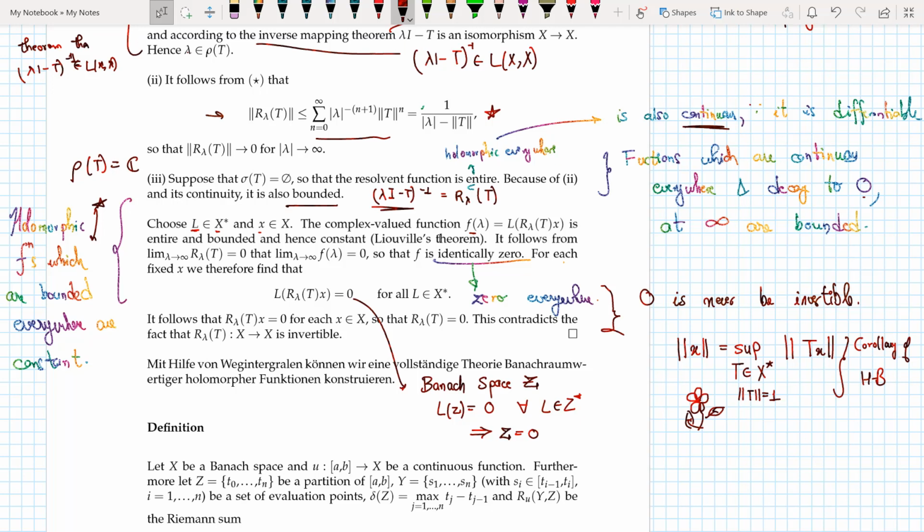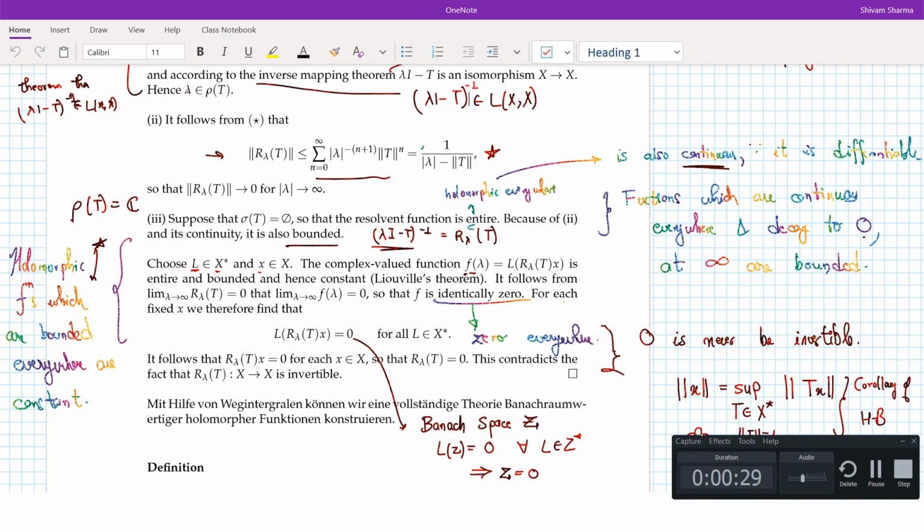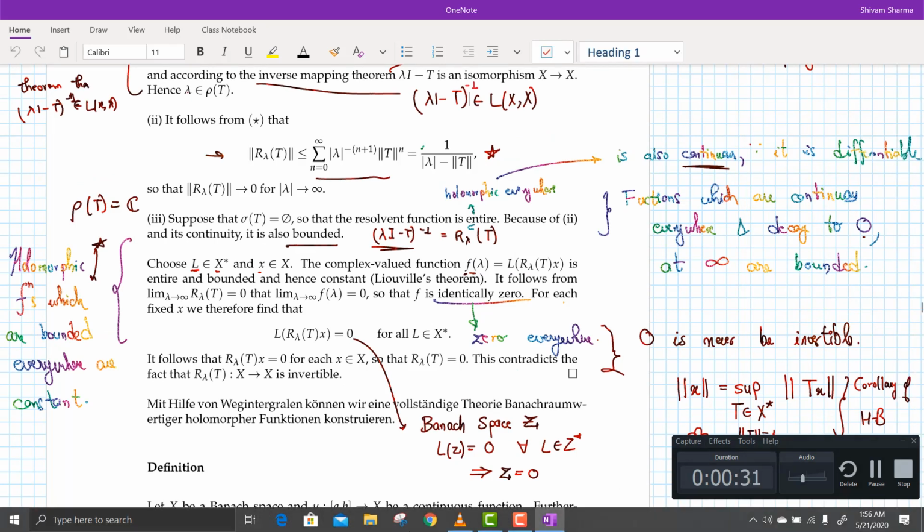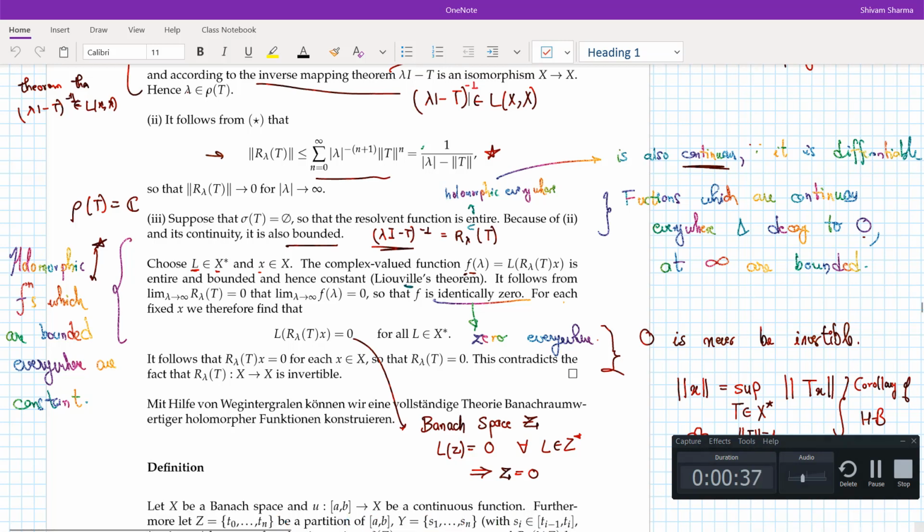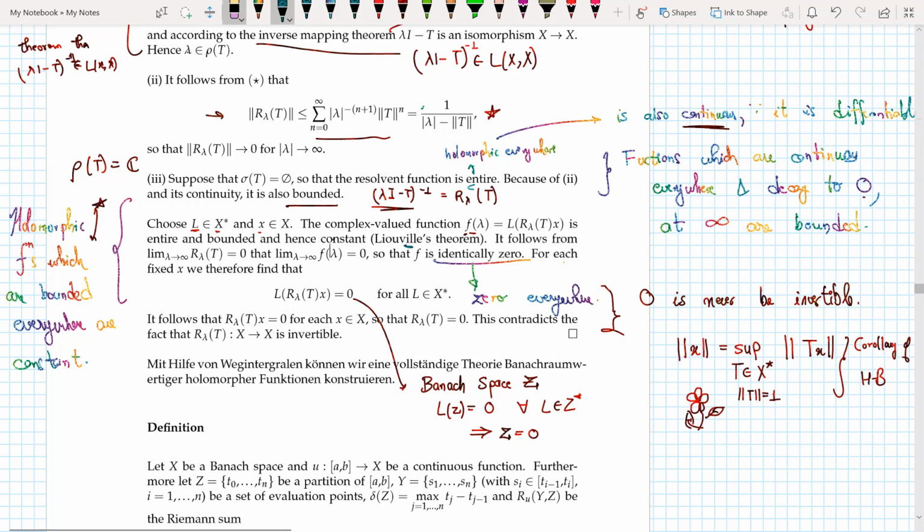Now I know that this is a holomorphic function, holomorphic everywhere. And Liouville's theorem tells me that if a function is entire and bounded, meaning that it is holomorphic everywhere and bounded, then it is constant. Now we saw in the previous theorem that as lambda tends to infinity, R lambda of T tends to 0. So this limit equals 0 when lambda tends to infinity.